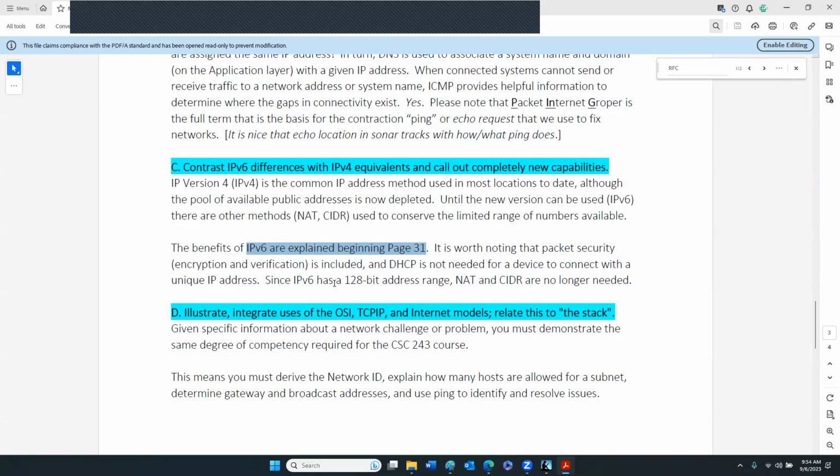But one thing that I want you to understand is that the things that they've had to bolt onto and add to IPv4 are built into IPv6, including packet security like encryption and verification. So in IPv4, you have something called IPsec, IP security. That's a type of packet verification and packet encryption for IP networks over Ethernet, right? But in IPv6, a lot of that's built into the protocol.